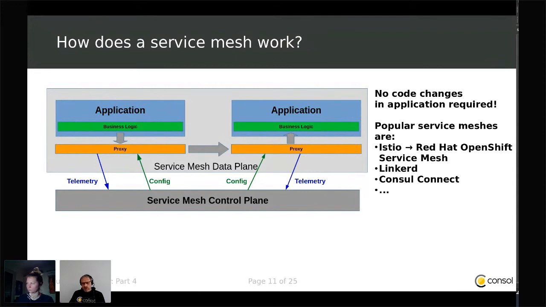And with this, you can transfer the telemetry data back to the service mesh control plane. And the upper part is called the service mesh data plane. So this is really where the data is moved. So we have the control plane, which configures how the proxies are set up. And you have the data plane. This is where the application and the proxies are configured.